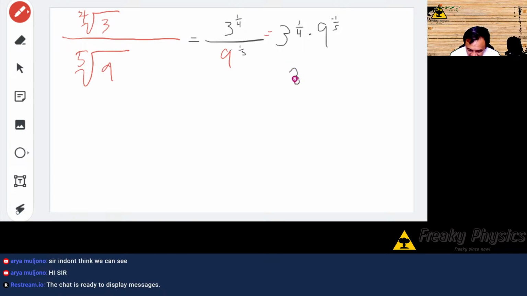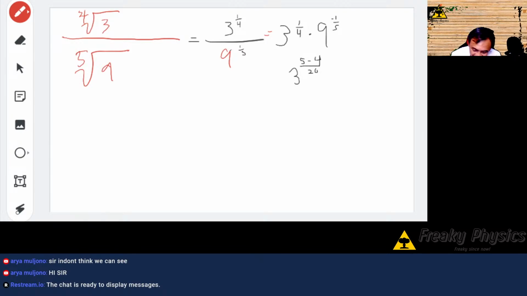Okay. 3. And then 5 minus 4 divided by 20. Yeah. Is that it? No, not quite. It's not minus 4.